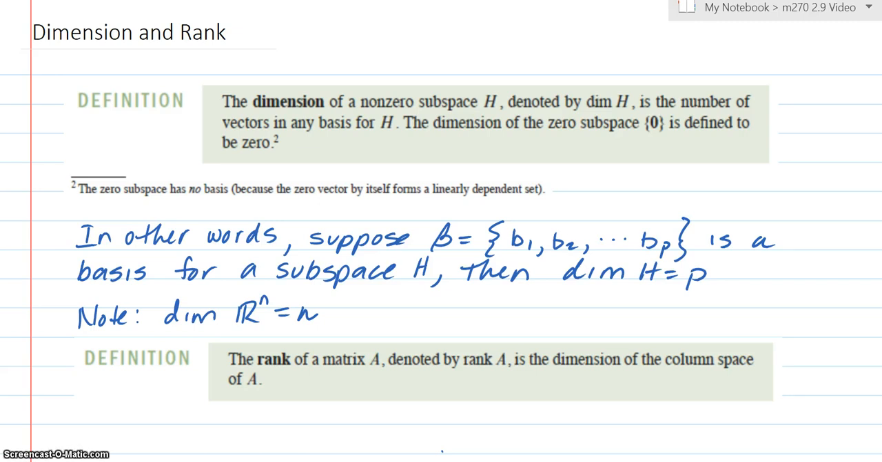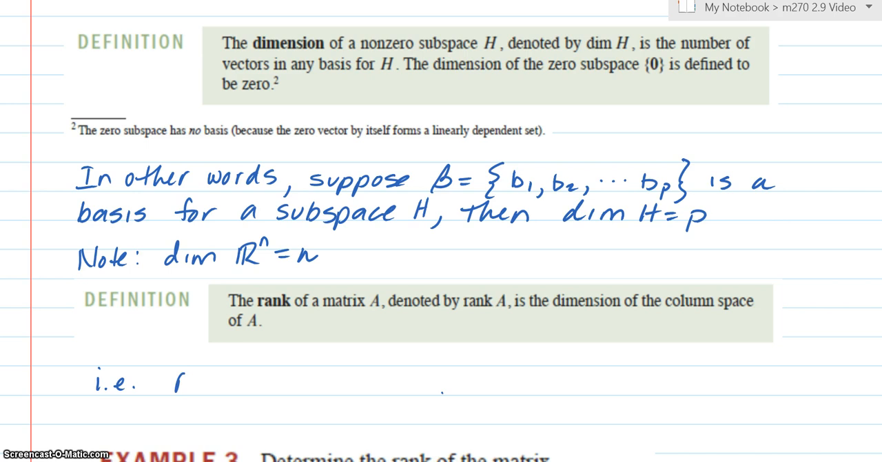What about the definition of rank? The rank of a matrix A, denoted rank A, is the dimension of the column space of A. So rank A is the dimension of the column space of A. That is the definition of rank A.